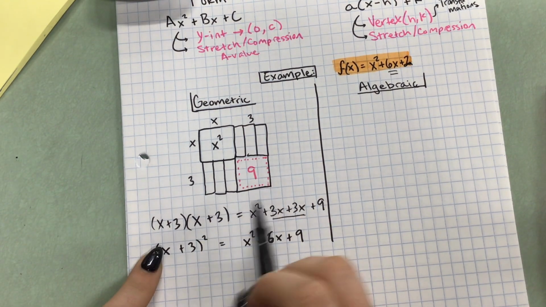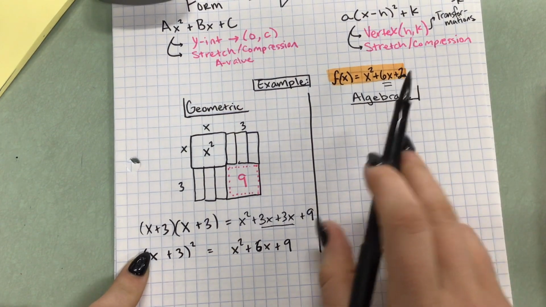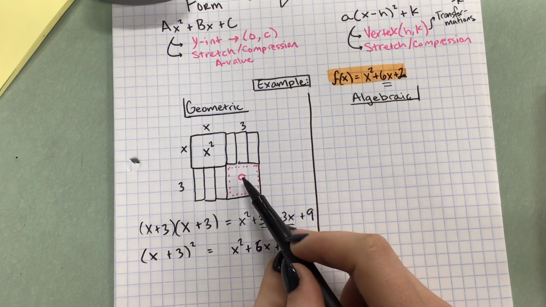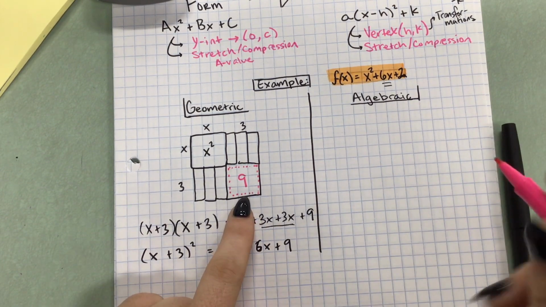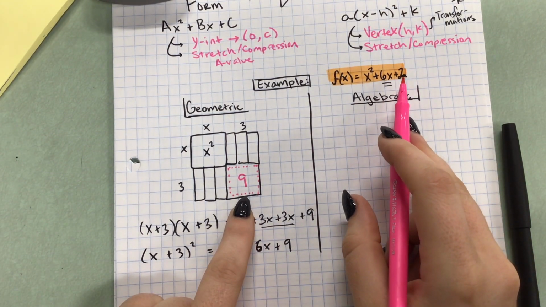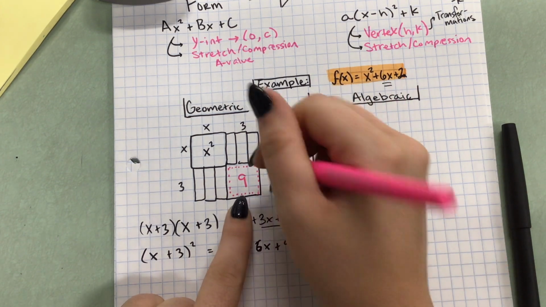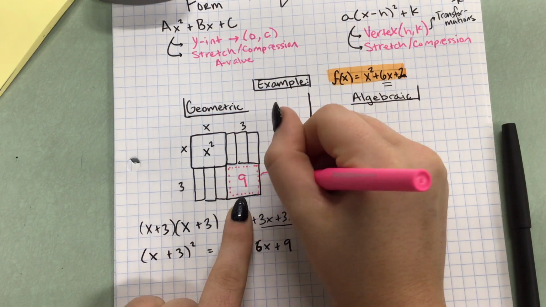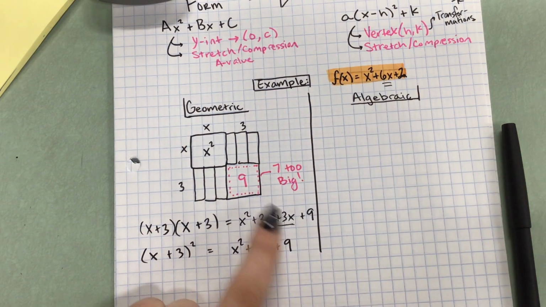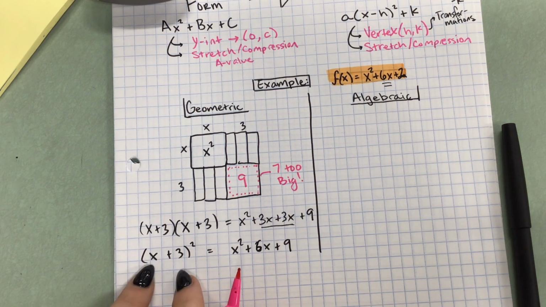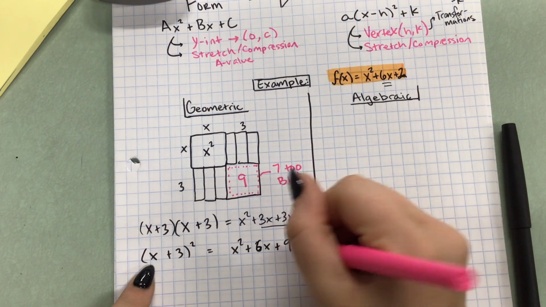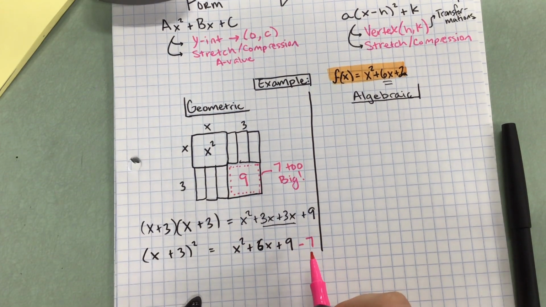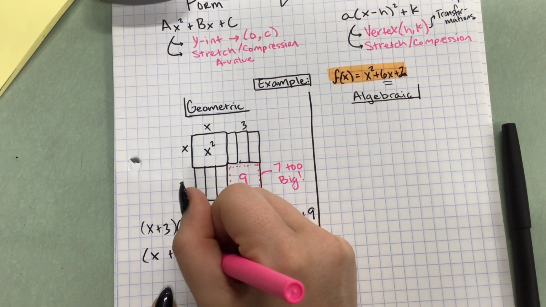Now, this perfect square doesn't match this one. So it's got more than I need. I only needed 2 individual units, but I got 9. So this is 7 too big. If this is 7 too big, that means I have to minus 7 from whatever this box is worth. And if I'm doing it on this side, I'm going to do it on this side as well.